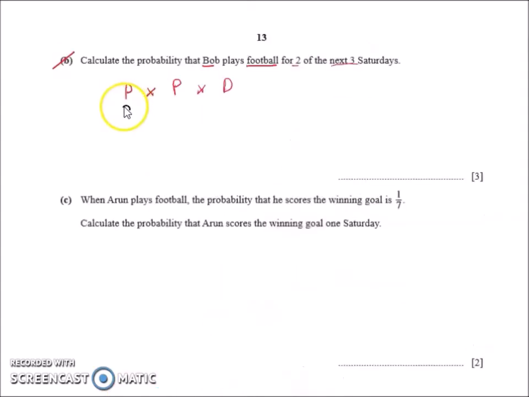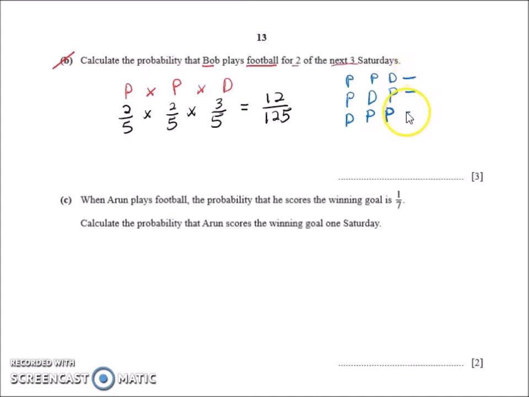So here will be 2 over 5 multiplied with 2 over 5, and he did not play, the probability is 3 over 5. When we multiply all this, we are getting 12 over 125. But this probability can form 3 different arrangements. The actual one is P, P, D, and it also can be the first Saturday he played, second he did not play, and third he played. And it also can be did not play, played, and played. So we just have to multiply this by 3, and you'll be getting 36 over 125. This is the answer, and you are getting 3 marks here.